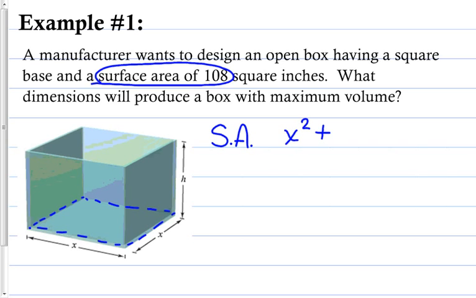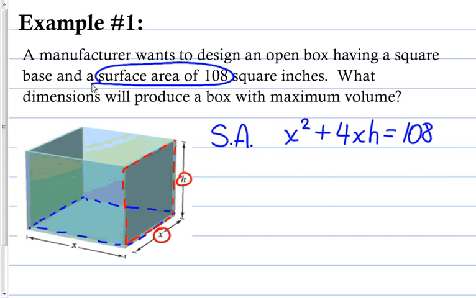The other 4 sides are x by h. So this side right here is x by h. So all 4 of them are actually x by h, and there's 4 of them. So 4xh. And we know what the surface area equals. It equals 108.